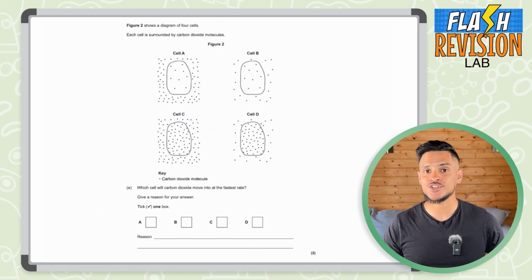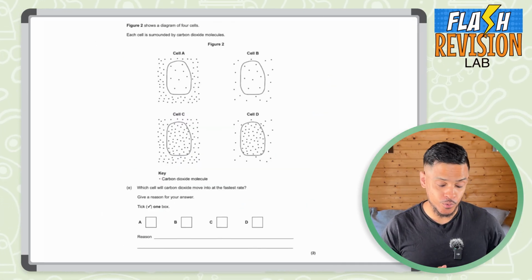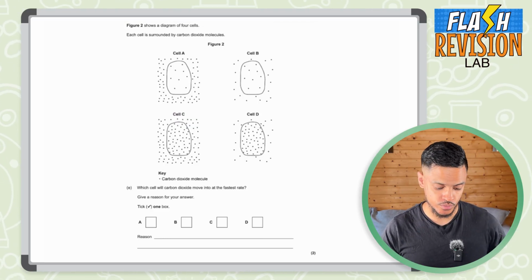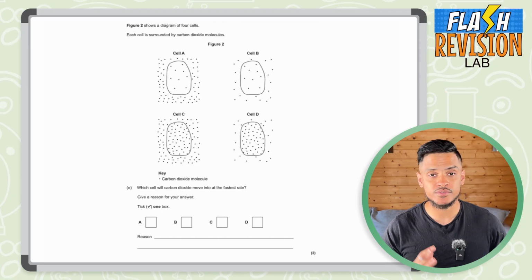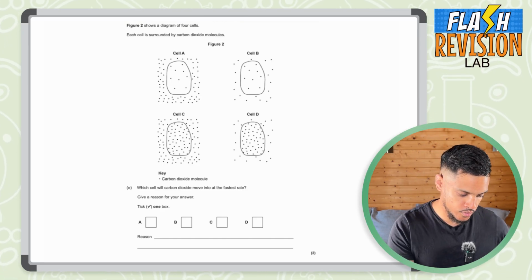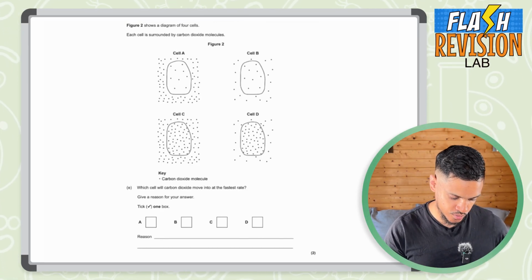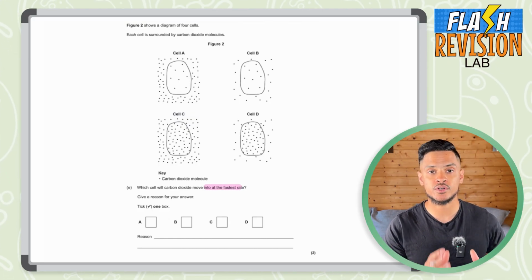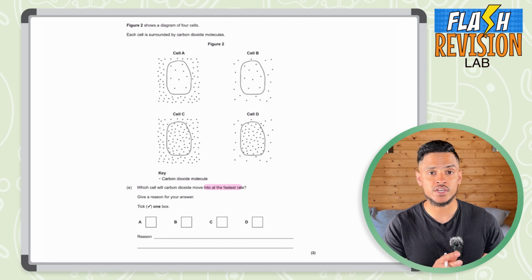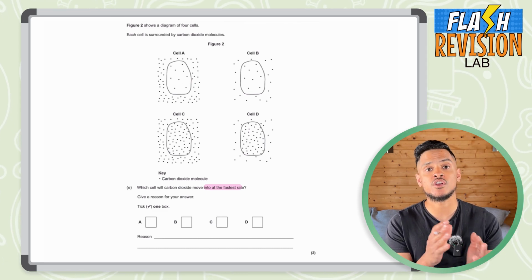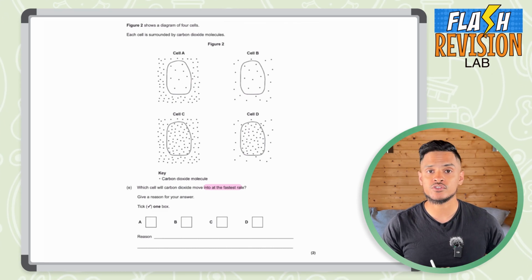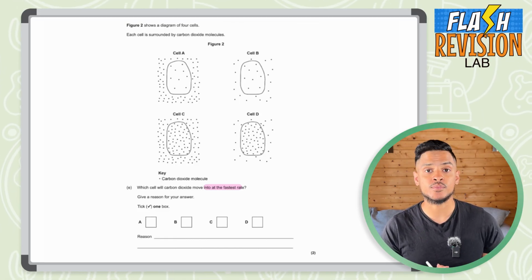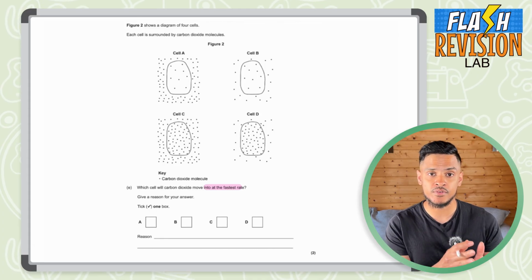Okay, so this is a question on diffusion. Here we have 4 different cells and they're all surrounded by carbon dioxide molecules. And the question's asking, out of these 4 cells, which one will move carbon dioxide into the cell at the fastest rate? So here what you need to look at is the concentration gradient. That's the difference in concentration from the high concentration area to the low concentration area. The bigger the concentration gradient, the faster the rate of diffusion. So you're basically looking at the one which has the biggest difference in the number of molecules.